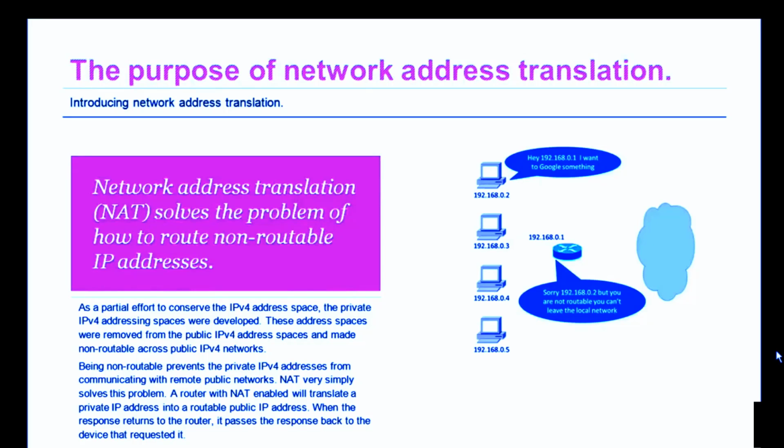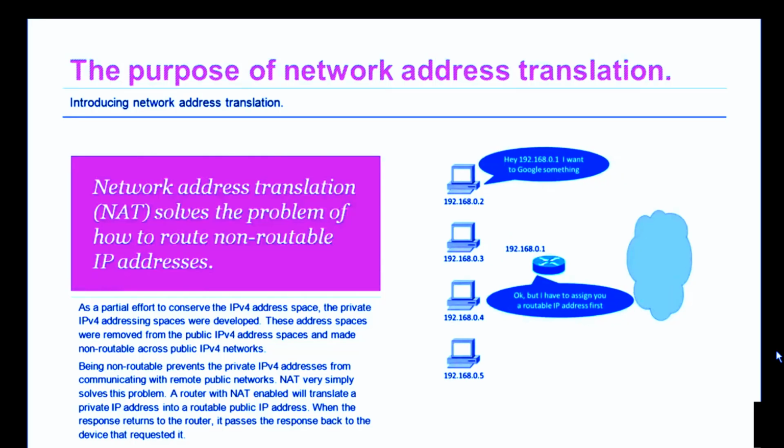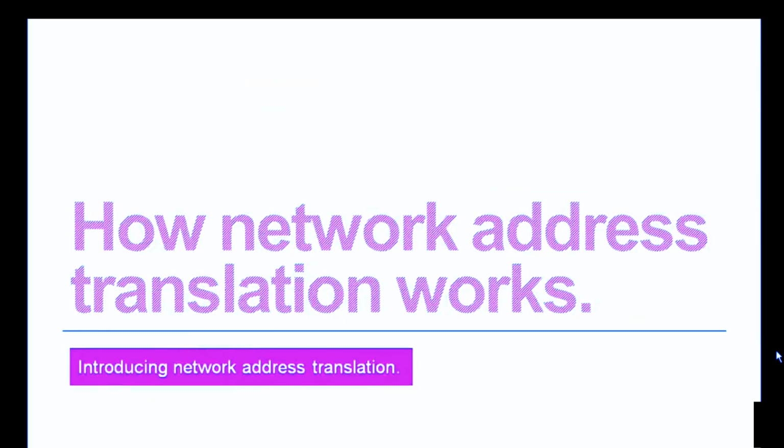Being non-routable prevents that private IPv4 address from communicating with remote public networks. NAT very simply solves this problem. A router with NAT enabled will translate a private IP address into a routable public IP address. When the response returns to the router, it passes the response back to the device that requested it. So now that we've covered the purpose, let's talk about how network address translation works.